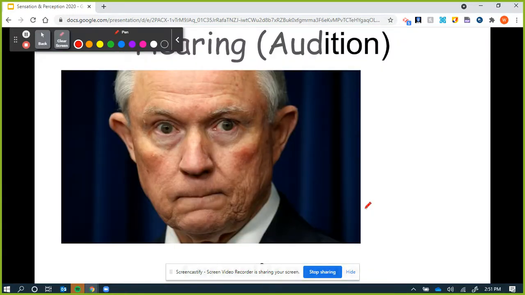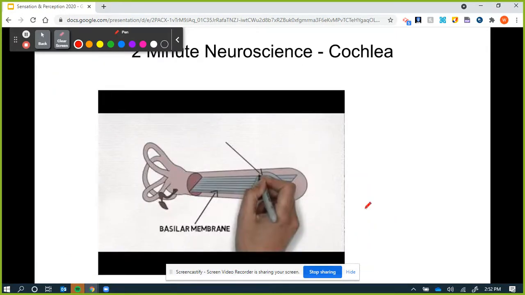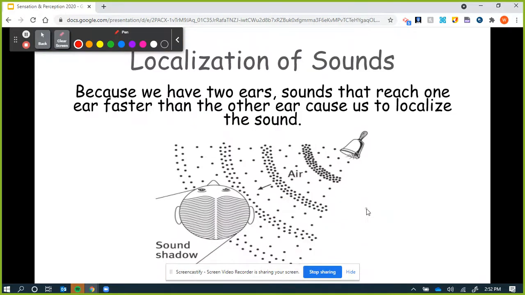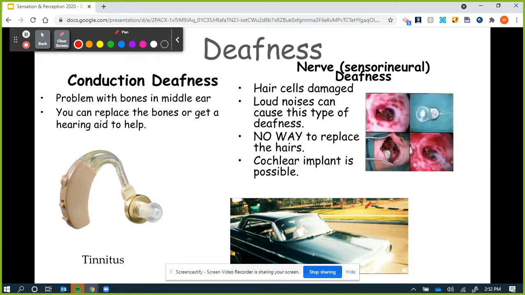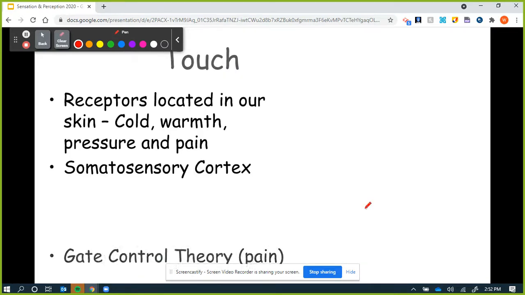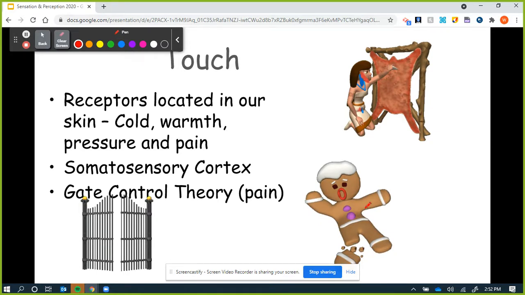All right, so I'm not going to go over all these. Just know transduction in the ear occurs in the cochlea with hair cells. Oh, I will go over this real quick. With touch, we have 4 different types of touch receptors in our skin. We have cold, warm, pressure, and pain. And actually, the feeling of hotness is a combination of cold and warm being activated at the same time.